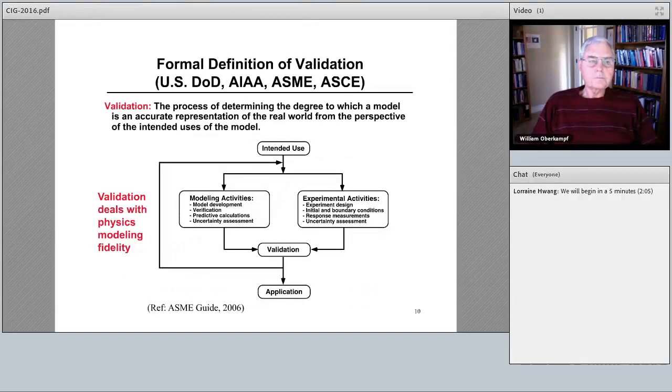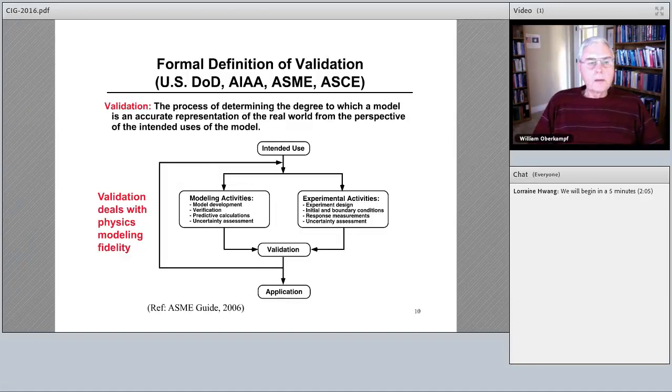So the formal definition of validation was also formulated by the Department of Defense about 20 years ago, and by AIAA, ASME, and ASCE: the process of determining the degree to which a model is an accurate representation of the real world from the perspective of the intended uses of the model.